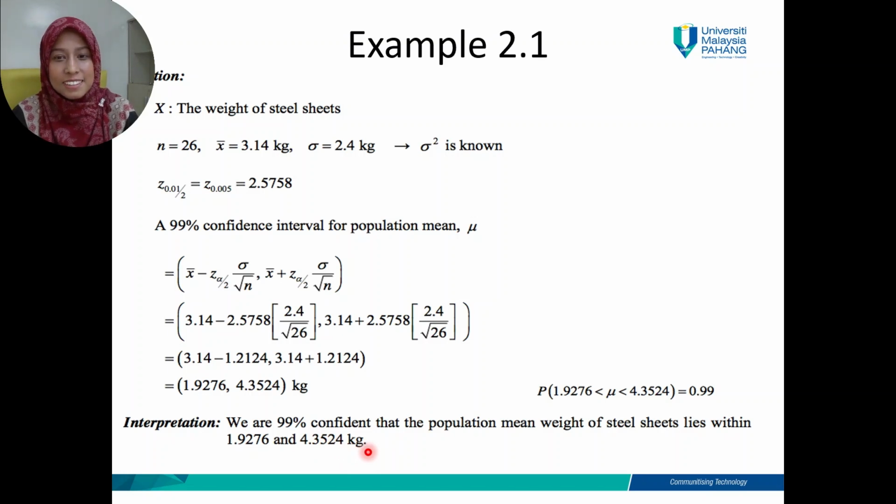Is that okay? It's pretty simple, right? So this is how to use an interval estimate, using a confidence interval to estimate the population mean, and this example is for the case where sigma square is known.